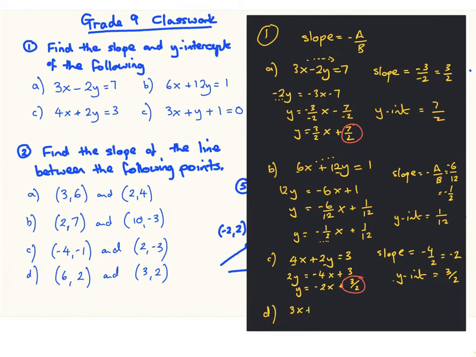And D, last one, so I can squeeze it in. 3x plus y plus 1 equals 0. Just solve for y, it makes it much easier. Negative 3x minus 1. So the slope is negative 3, and the y-intercept is negative 1.